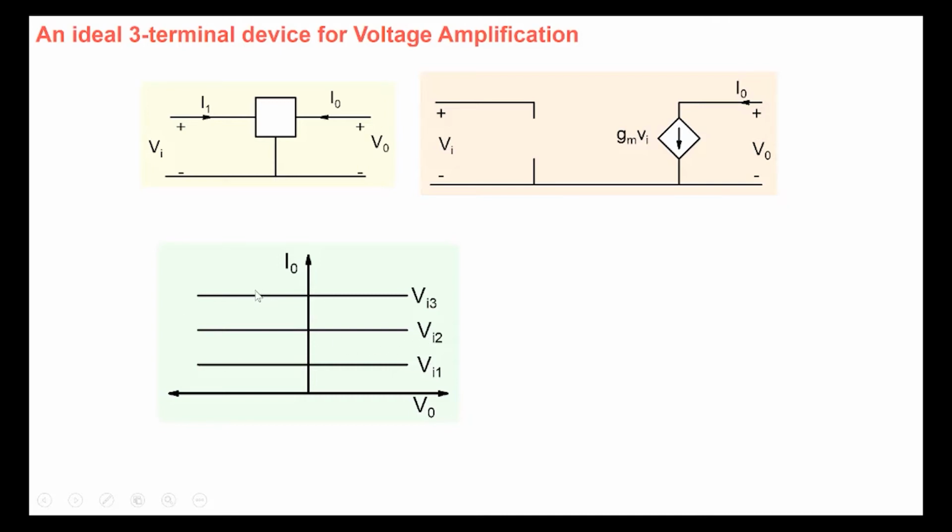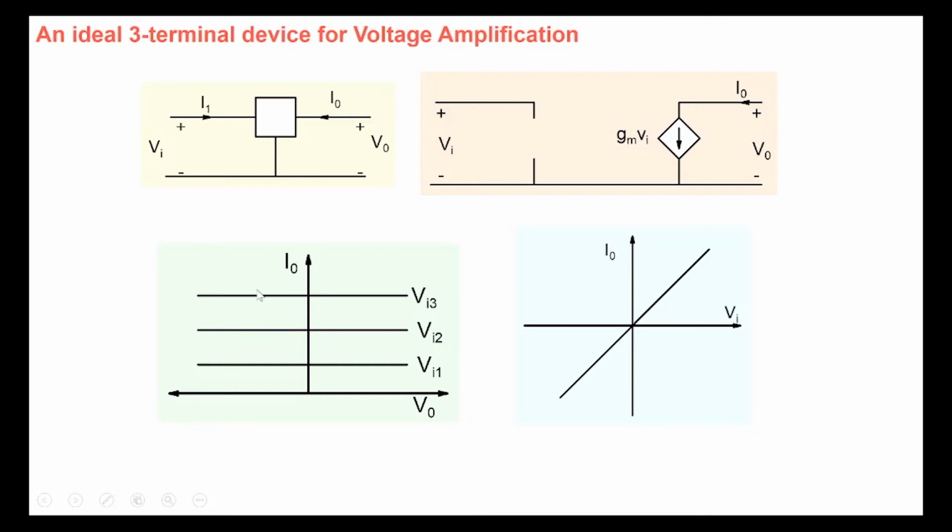For some other higher values of Vi3, we'll get Gm times Vi3 here. So output characteristics, I naught versus V naught, would look like this here for an ideal transistor. And the transconductance characteristics, this is the other thing that we can plot here, I naught versus Vi. So I naught versus Vi is a linear relationship like this here, Gm times Vi here, right? And input current versus Vi, well, we have infinite resistance, so input current is 0 here.